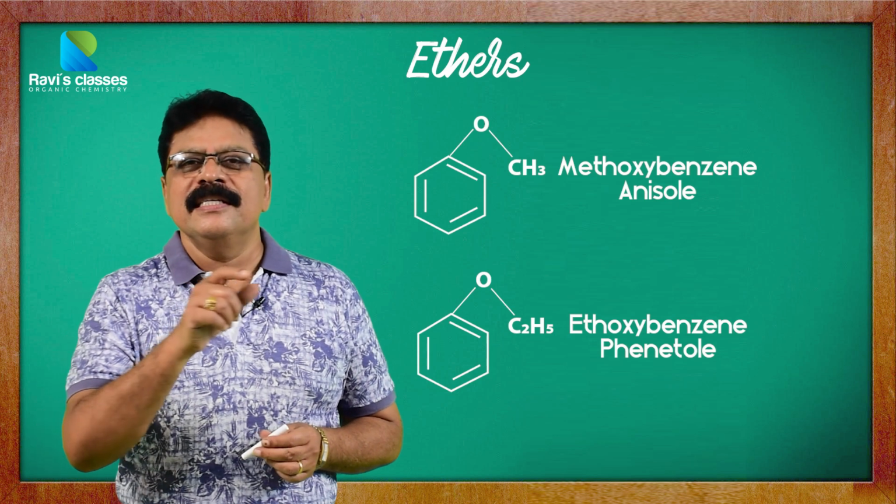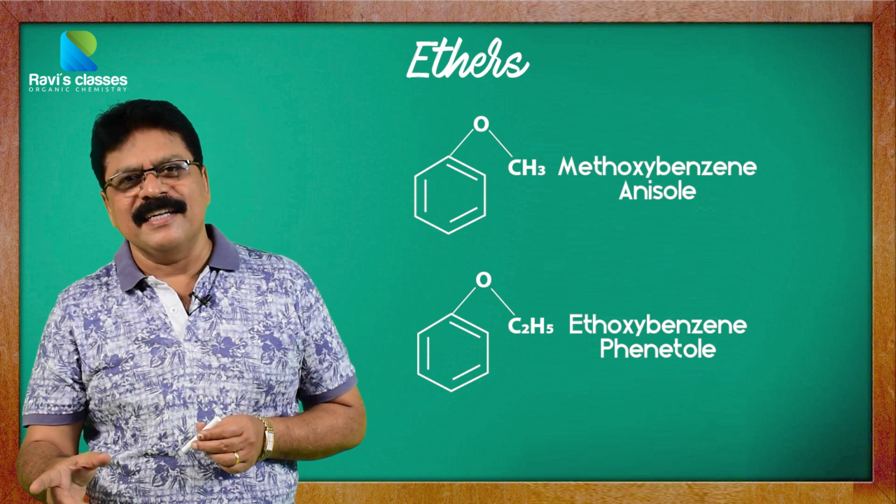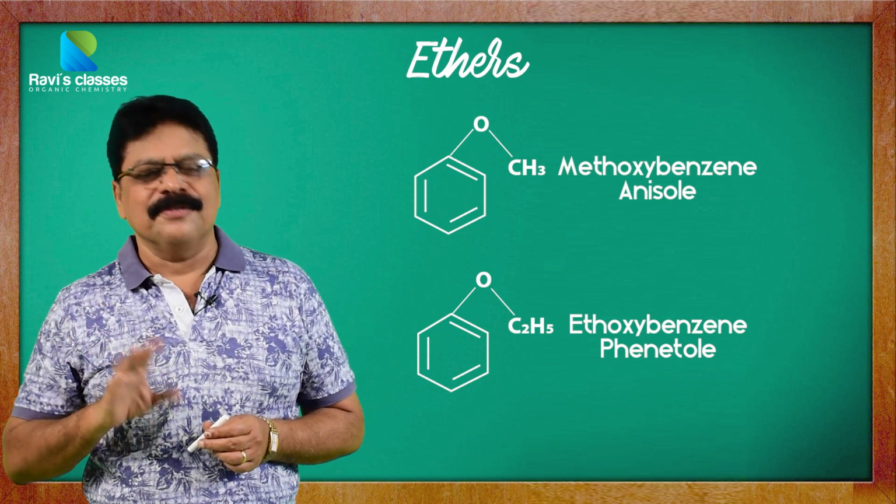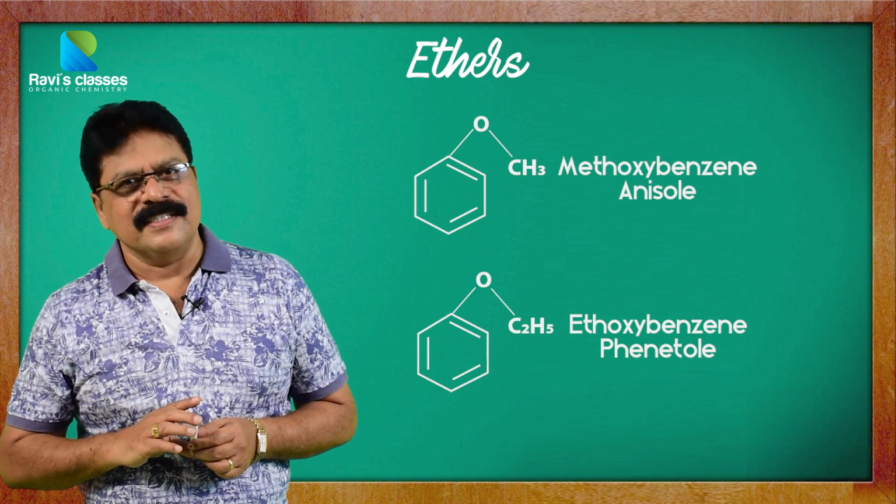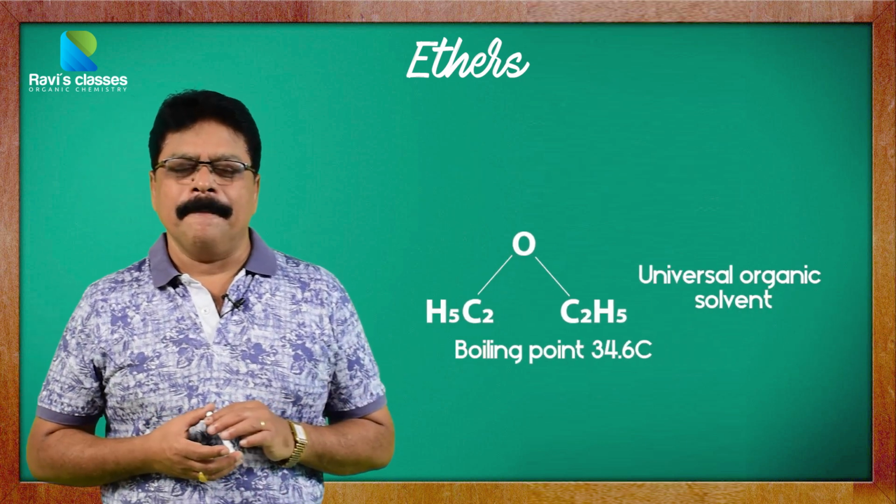So you have symmetrical ethers, unsymmetrical ethers and aromatic ethers. These are the 3 different classes of ethers. We must always remember that.